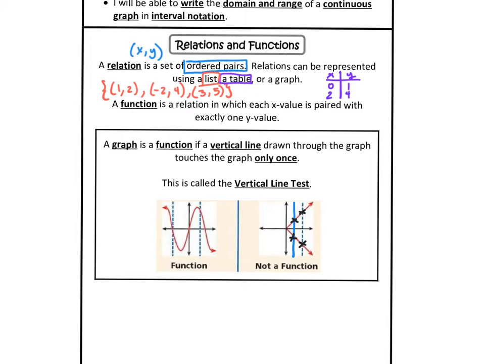Okay, so did this pass the vertical line test? If I drew the vertical line, did it hit only once? No, right? It hits twice in this case. So it hit more than once. So by that rule, this red graph is not a function. Okay, that red graph is not a function.